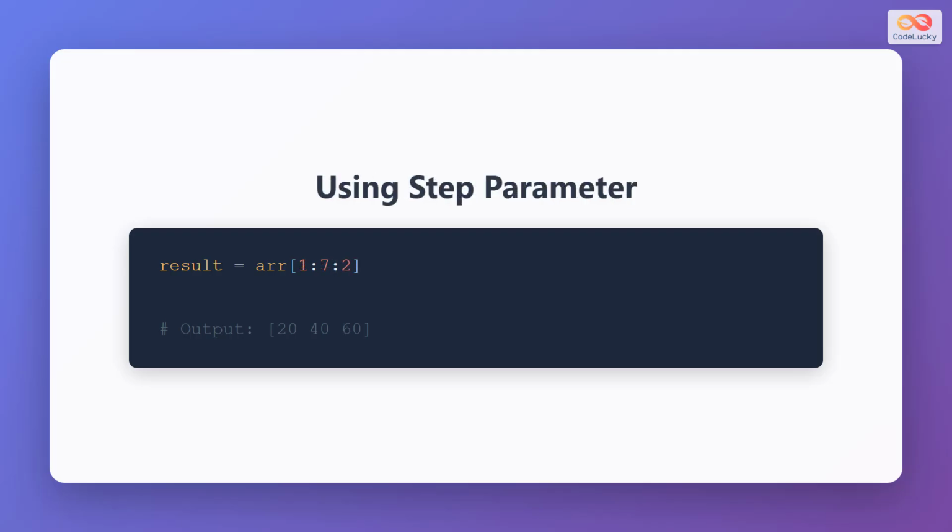Now let's add the step parameter to our slice. When we slice array[1:7:2], from index 1 to index 7 with a step of 2, we get 20, 40, and 60. The step parameter tells NumPy to skip every other element, allowing us to extract elements at regular intervals.